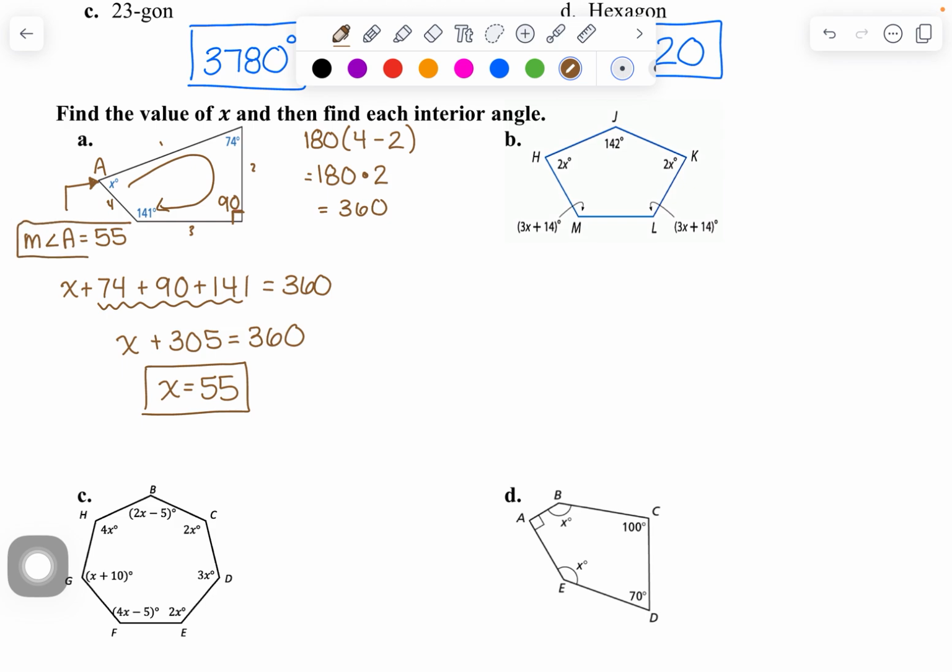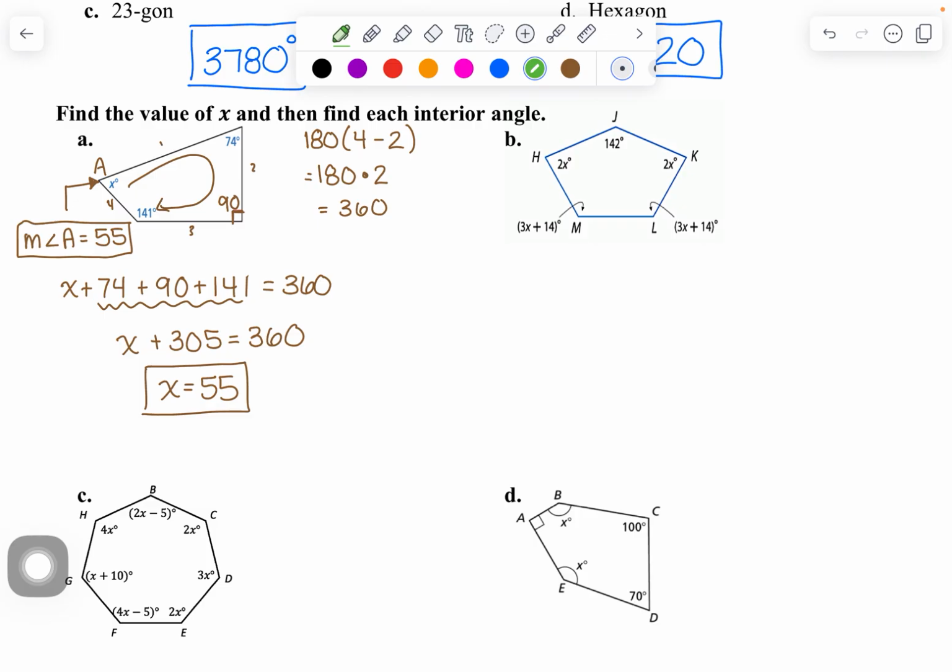But essentially, remember, you plug it back in. Y'all know that. If you know what X is and you know what the expression is for that angle, you plug it in. Okay. Question B. What's the first thing you got to figure out with these shapes?